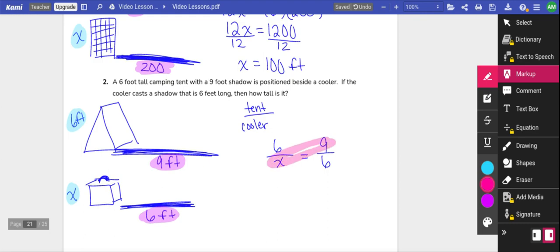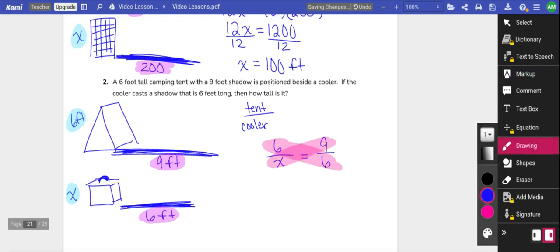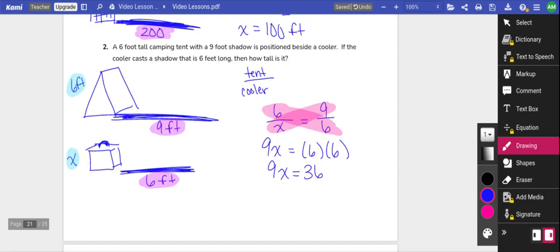Again, to solve my proportion, I'm going to cross multiply. 9 times x is 9x. I'm going to multiply 6 by 6. 6 times 6 is 36. If I divide that by 9, I get x is equal to 4. So the cooler is 4 feet tall. That is a tall cooler. That must be like a refrigerator, a mini fridge.